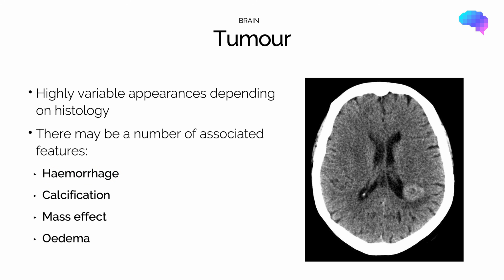And some tumours calcify at quite a high rate, so you might see small areas of calcification in the tumour itself. And because tumours take up space in the brain and within the skull, they can also cause mass effect, which might be in the form of ventricular effacement or even midline shift if they're large enough.